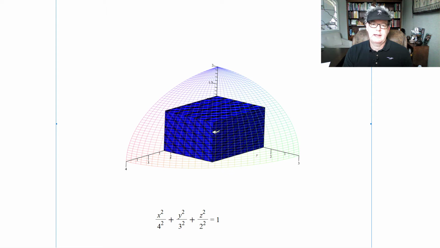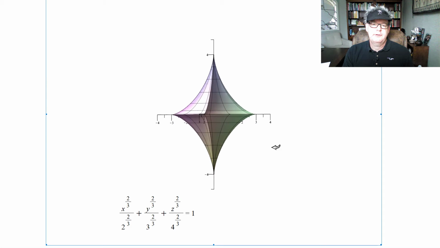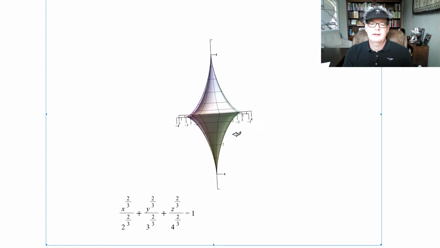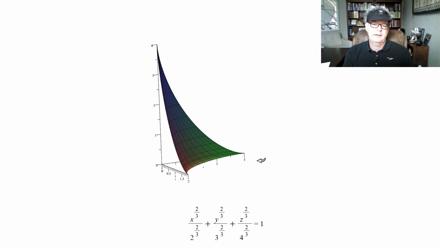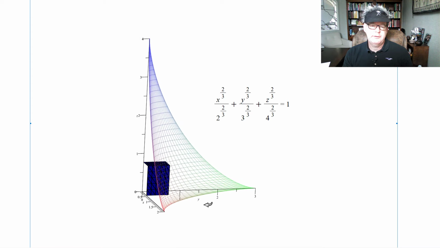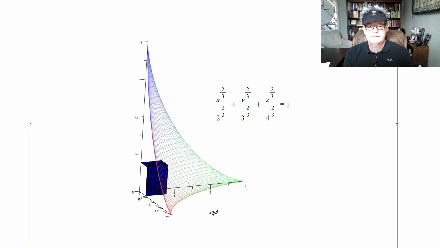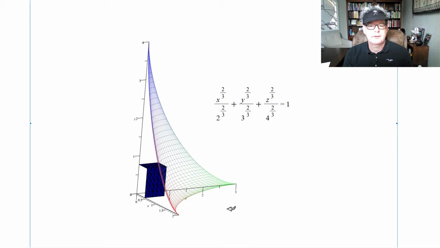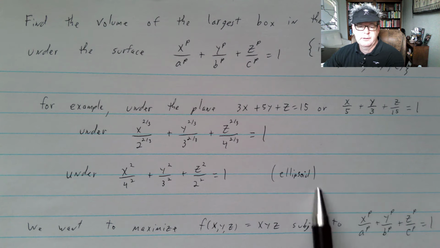They are diagonally opposite vertices. One last surface. And again, if we look at the first octant portion, which looks like this, the largest box that would fit under this surface looks like this. We've got the intercepts and so forth. So that's the idea. These were our examples, but we're doing everything in general.